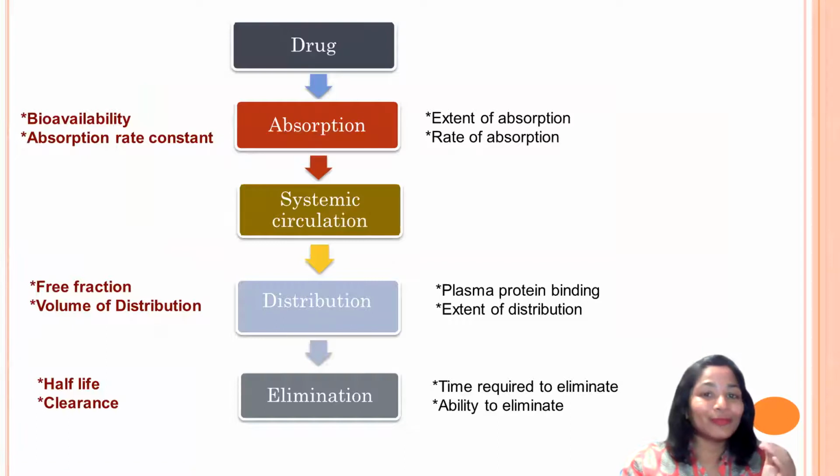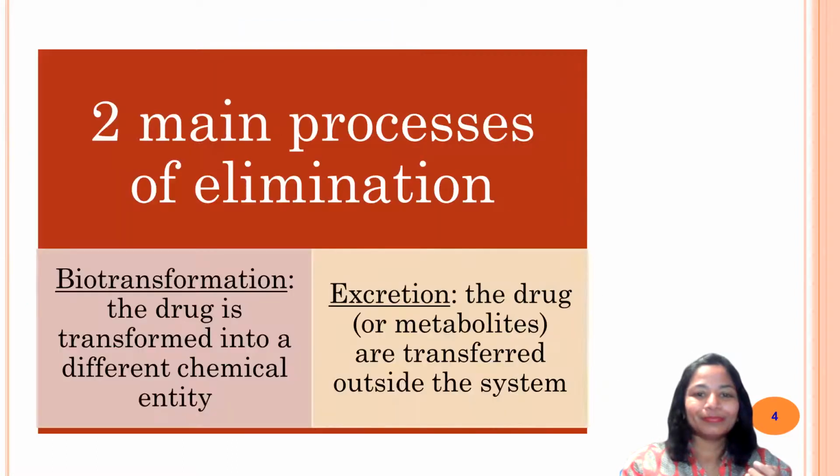First, let's talk about what are the various parameters that we have. We have already studied this. Drugs, absorption, that goes into the systemic circulation, then into the distribution and elimination. When it comes to the distribution, pre-fraction and volume of distribution are important. Whereas when we talk about the elimination, half-life and clearance are important for us.